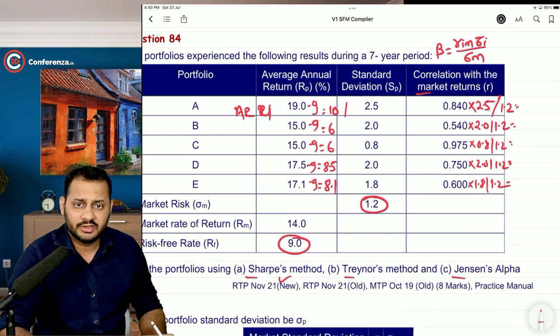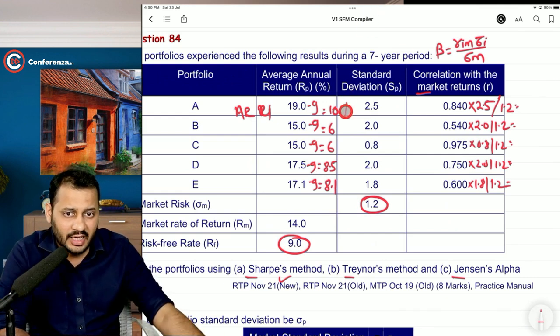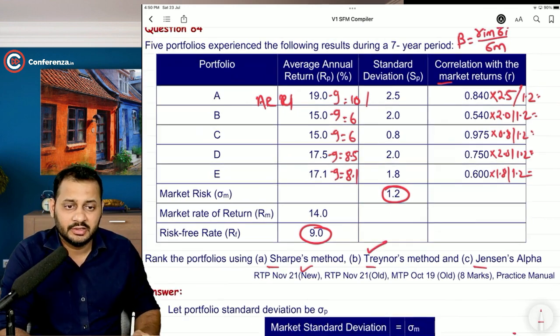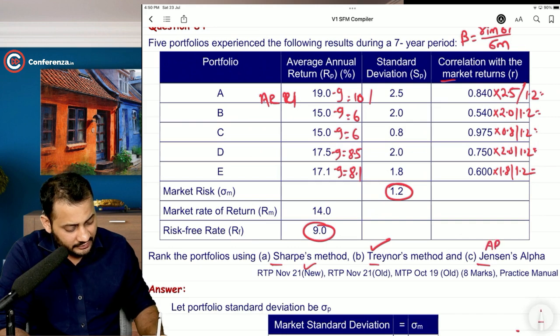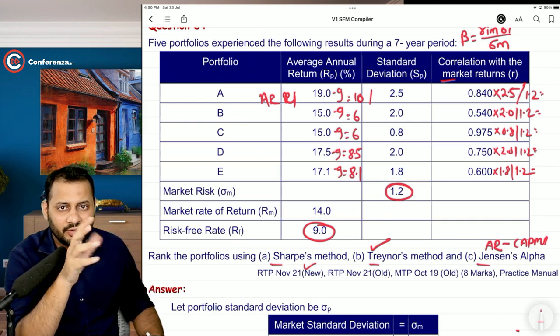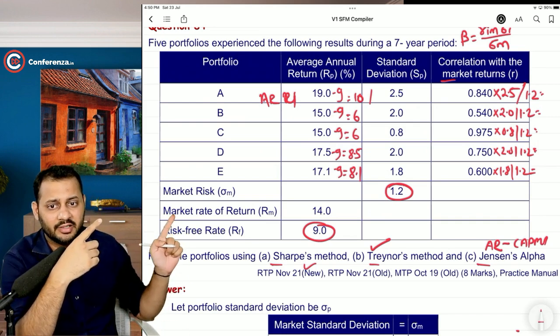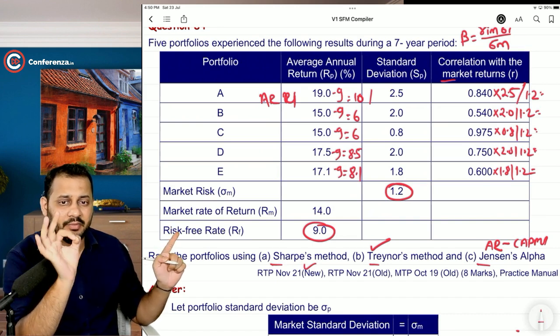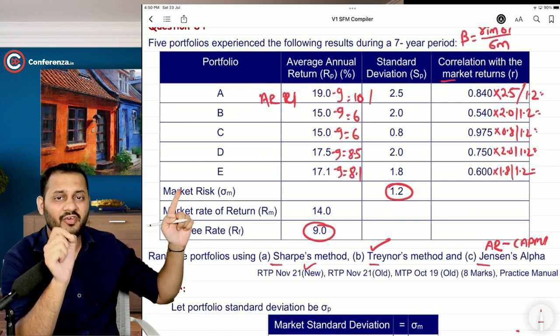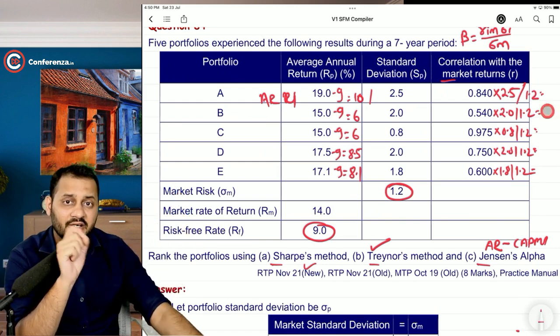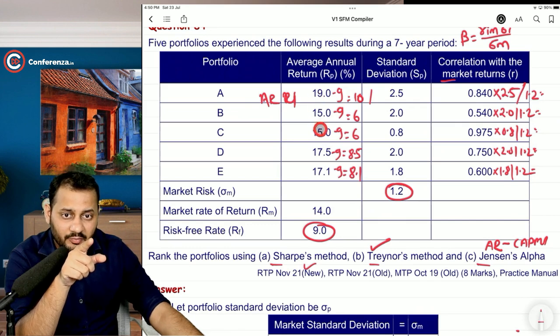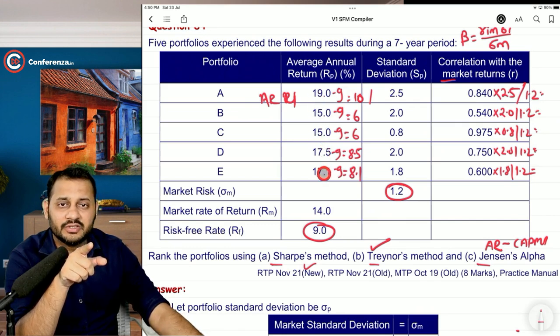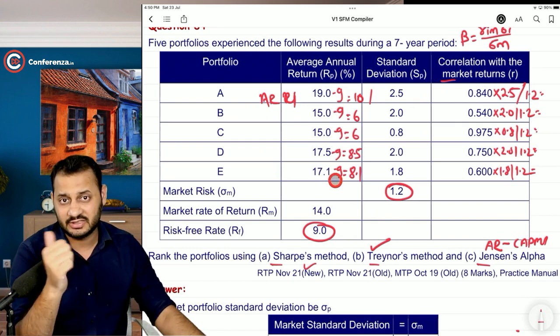What to do with that beta? Very simple. This Ri minus Rf divided by that beta will give you the Treynor ratio. Then comes Jensen's alpha: actual return minus CAPM return. In this question, the required rate of return can be calculated through CAPM because beta is given, market rate of return is given, and the risk-free rate of return is also given. So apply CAPM on each of the portfolios to find the required rate of return. Deduct that return from this first column, 19, 15, 15, 17.5, 17.1. That will give you Jensen's alpha, just like the previous question.